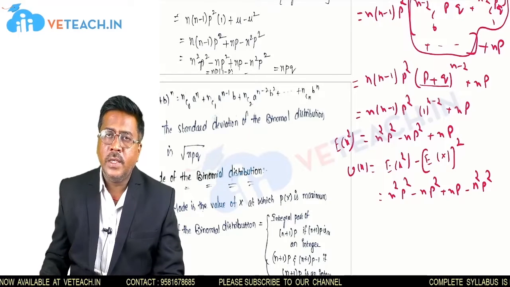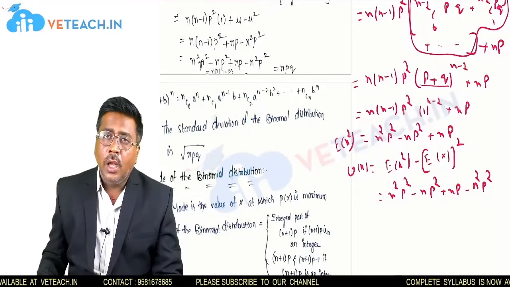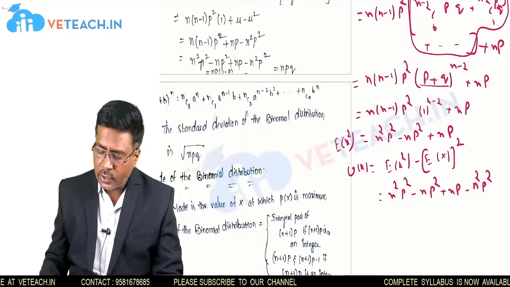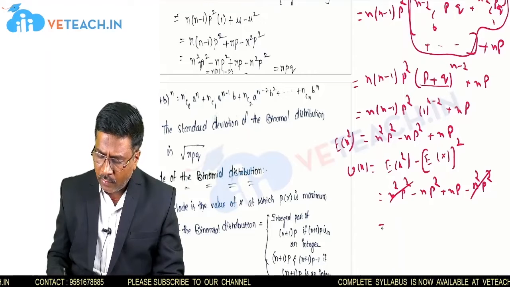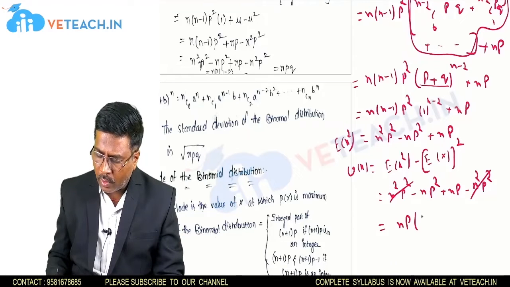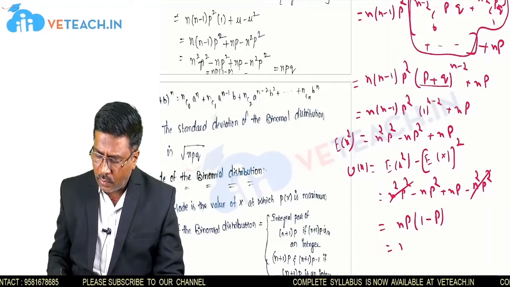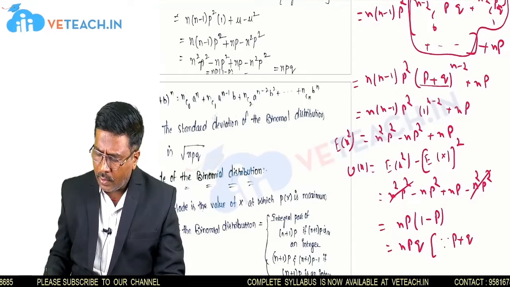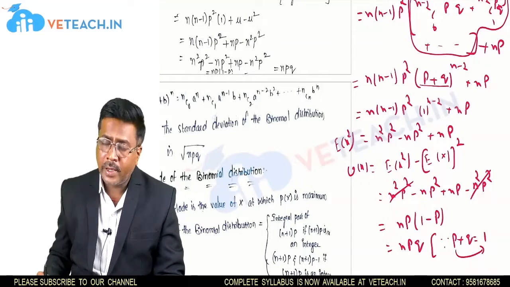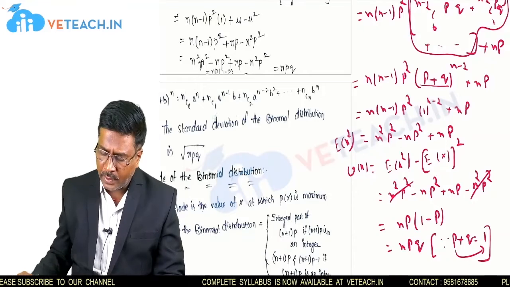Because we are already aware from my previous video that the mean of a binomial distribution is np. So (np) whole square means n square p square, and both are cancelled here. From the remaining two terms I have to take np as common, that is 1 minus p. So that is equal to np into q, because p plus q is equal to 1, then bringing p to the right hand side, q is equal to 1 minus p.